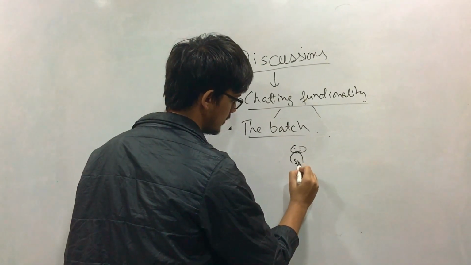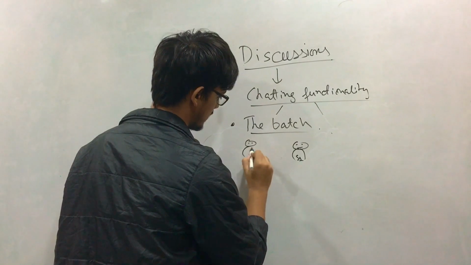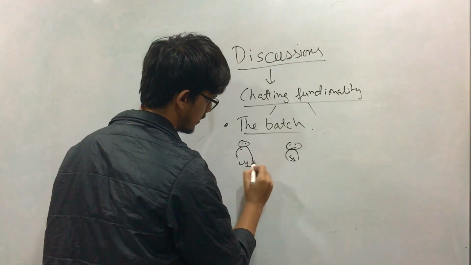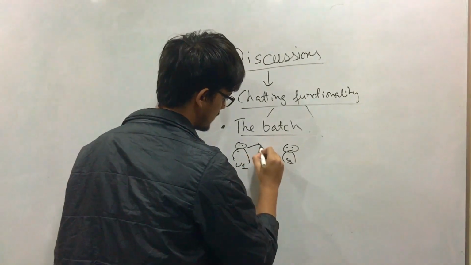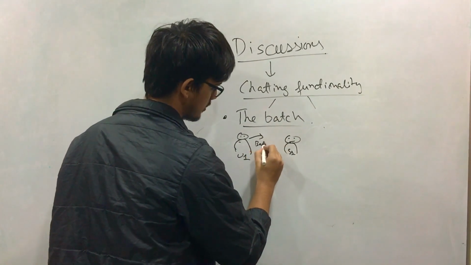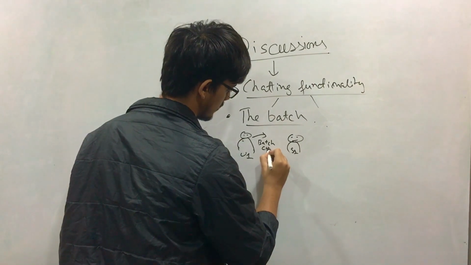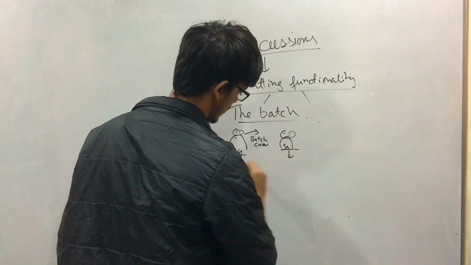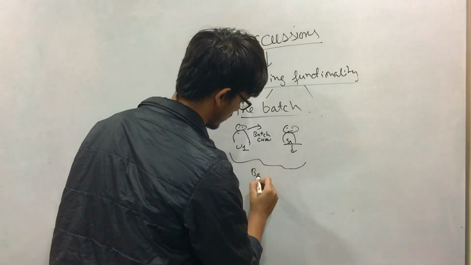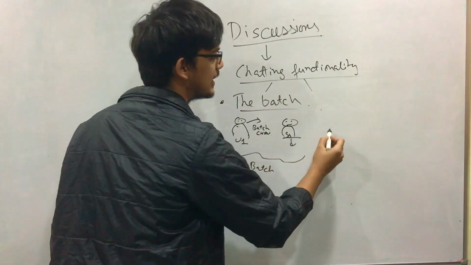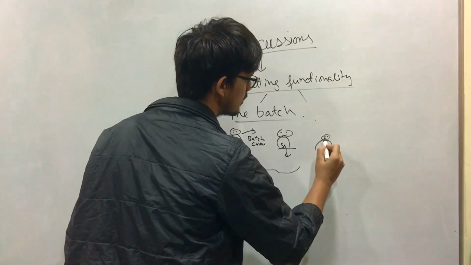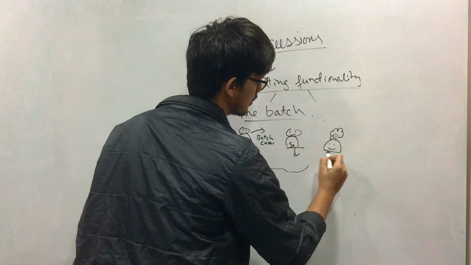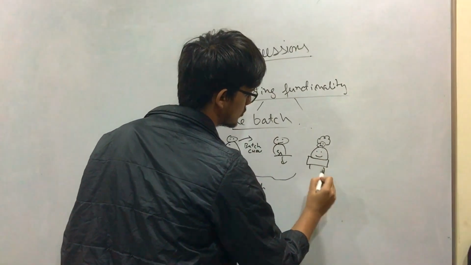Let's say this is student 1. Let's say this is our user which we are targeting. And if he broadcasts a message in the batch channel, the student 1 who happens to be in his batch should get the message, and the student who happens to be his senior should not get the message.